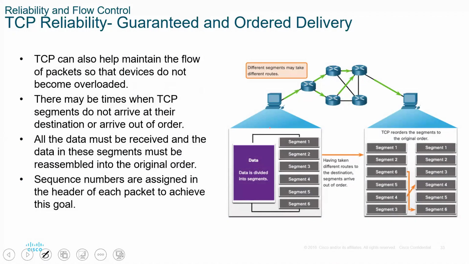Reliability and flow control. So TCP can also help maintain the flow control of packets so that devices do not become overloaded. Very, very, very important. So that they don't become overloaded. There may be times when TCP segments do not arrive at their destination or arrive out of order. So you could see this is the data here. And this data is segmented into 6 in this case. So by the time they are sent, you see that they arrive 1, 2, 6, 5, 4, and 3. All right. So they will arrive out of order. So the reliability feature under TCP will now rearrange to make sure you have 1, 2, 3.